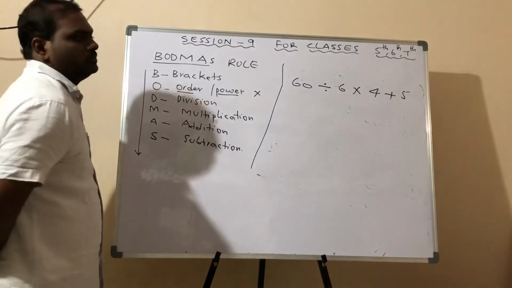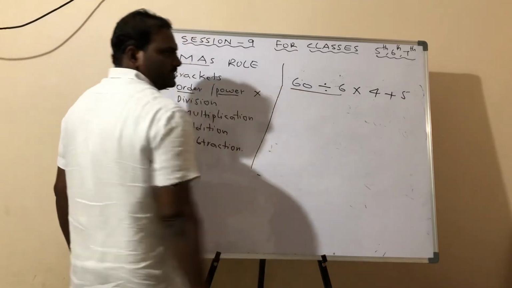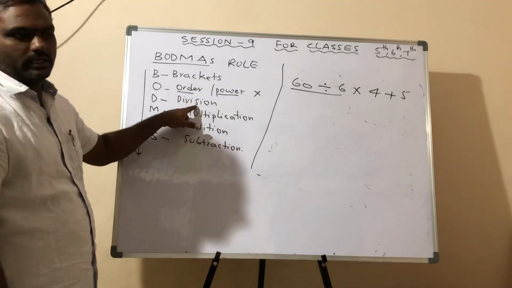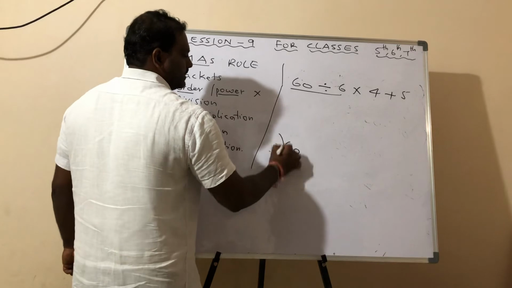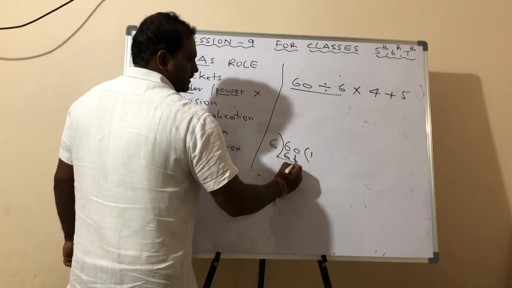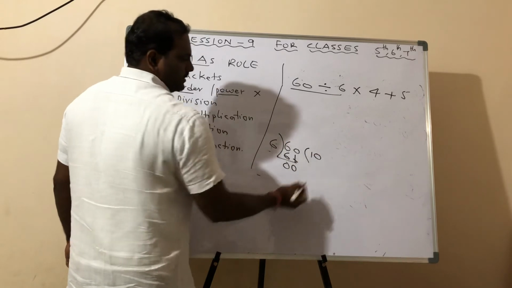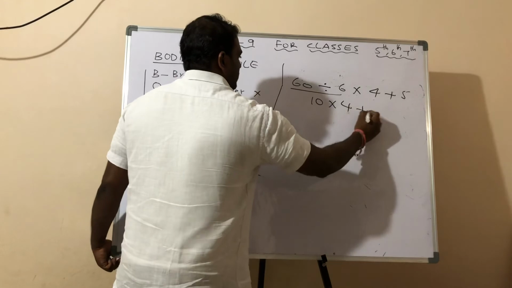So what to do? Same, you have to follow. First, division I have to follow because the division is first in the order. So what is 60 divided by 6? You know what is the answer? 6 ones are 6. This is 0. So 6 zeros are 0. So this is 10 into 4 plus 5.